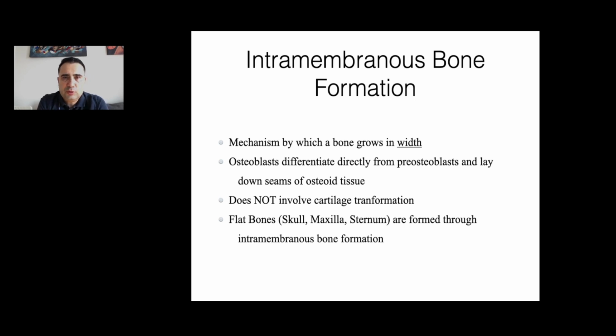Another totally different type of bone formation is intramembranous bone formation. The flat bones, such as the skull, maxilla, and sternum, are formed through this type of bone formation. In this type of mechanism, the bone grows in width. Here, the osteoblasts differentiate directly from pre-osteoblasts and lay down osteoid tissue. Here we don't have any cartilage tissue involved.